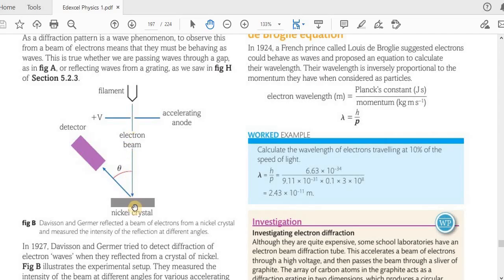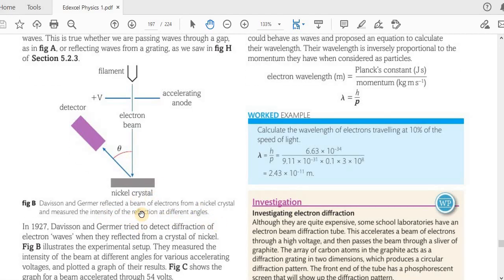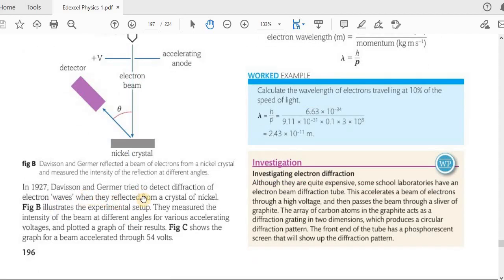The electron beam goes like this, and they reflected a beam of electrons from a nickel crystal and measured the intensity of the reflection at different angles. So this is one particular angle that is shown, so you can move this like this and detect the intensity of the reflected electrons at different angles. In 1927, Davisson and Germer tried to detect diffraction of electron waves when they reflected from a crystal of nickel. Figure B illustrates the experimental setup.